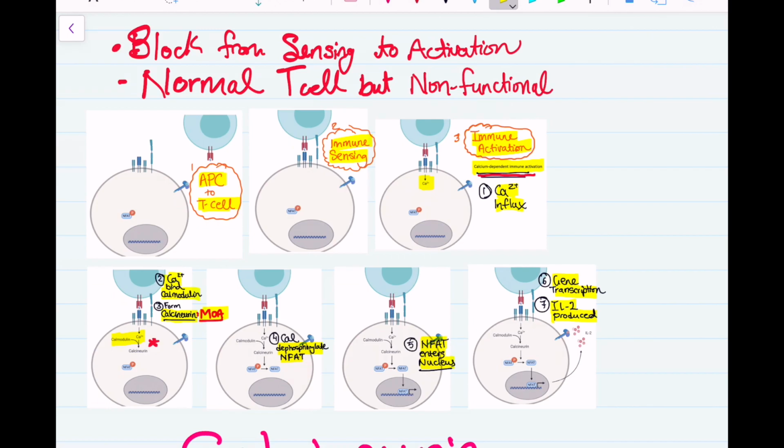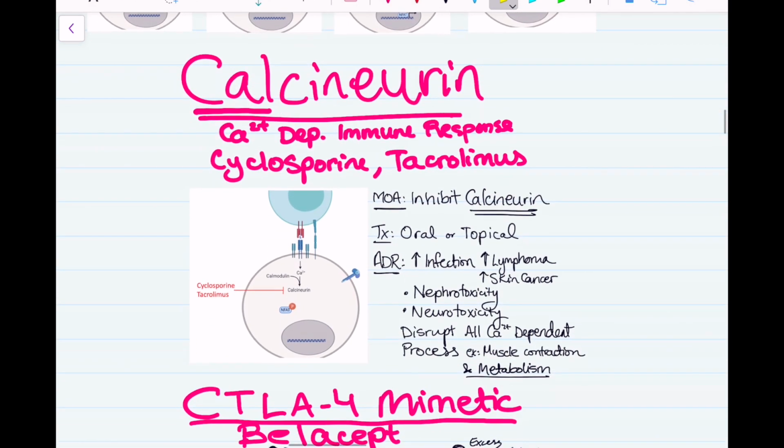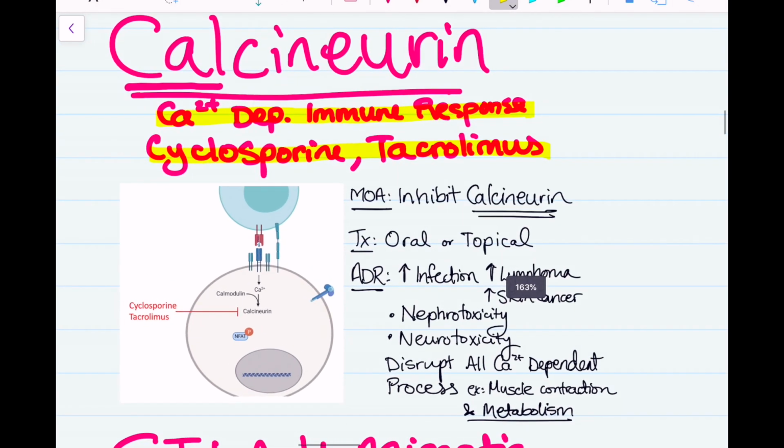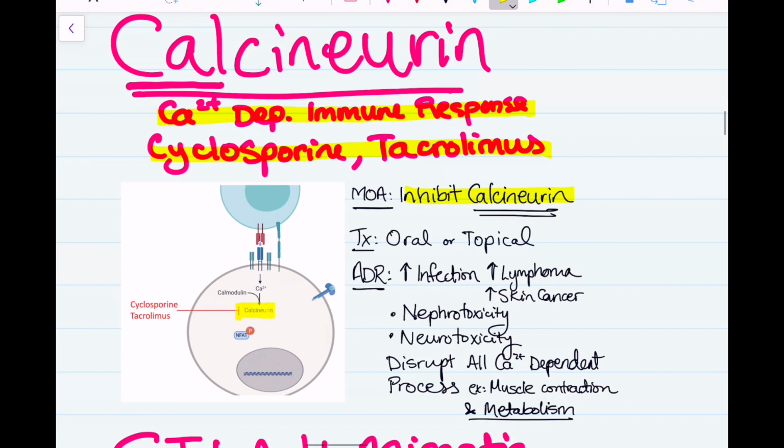So what happens with the calcineurin inhibitor is that we know this is a calcium-dependent immune response. The drugs are called cyclosporine or tacrolimus. Their mechanism of action is to inhibit that calcineurin that we see right here. Once we inhibit calcineurin, we cannot activate the proteins, we cannot dephosphorylate NFAT. NFAT does not go into the nucleus and make IL-2, so it stops right there. Treatment is for either oral or topical use.